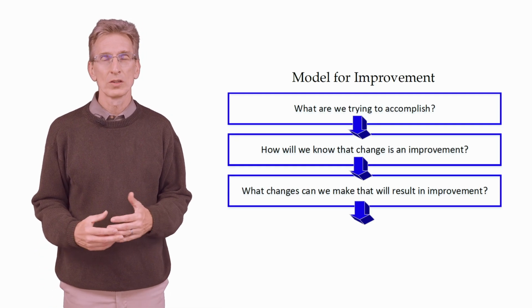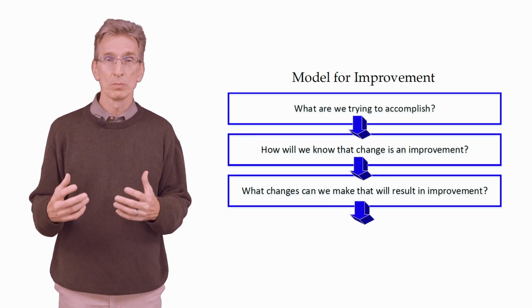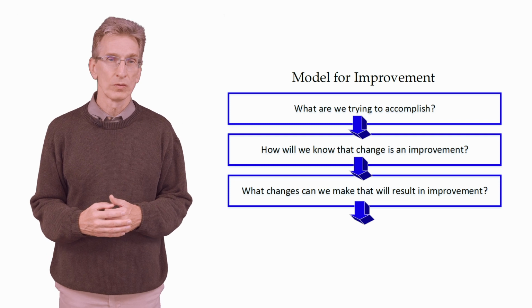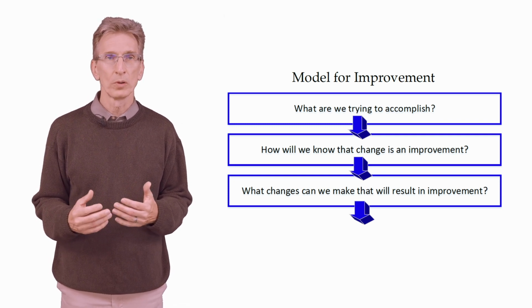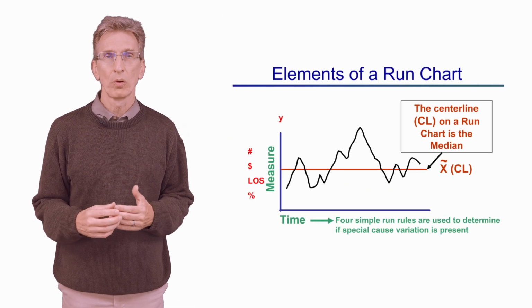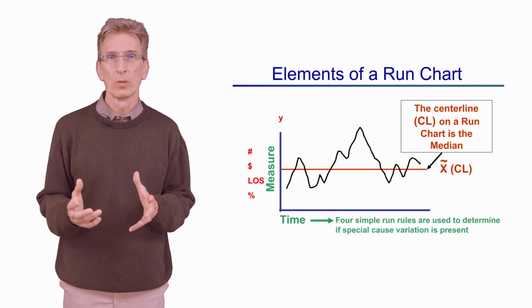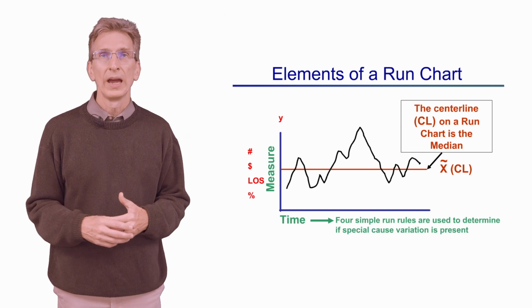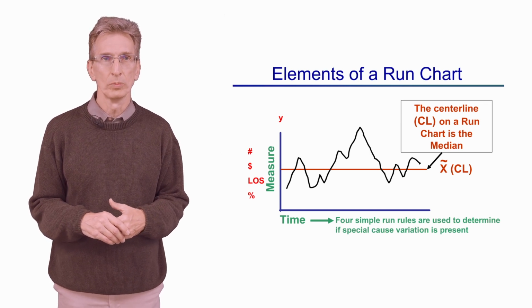Today we're going to move on in our little model of improvement. Last time we got together, we were talking about what we are trying to accomplish, and we used SMART aims as a way to define our goals clearly. Today we're going to talk about run charts, which will help us determine how we know that a change has been an improvement. A run chart is a very simple graph that represents the data in such a way as to make process performance evident and visual, and it gives us a basis to determine whether changes have actually resulted in improvement.